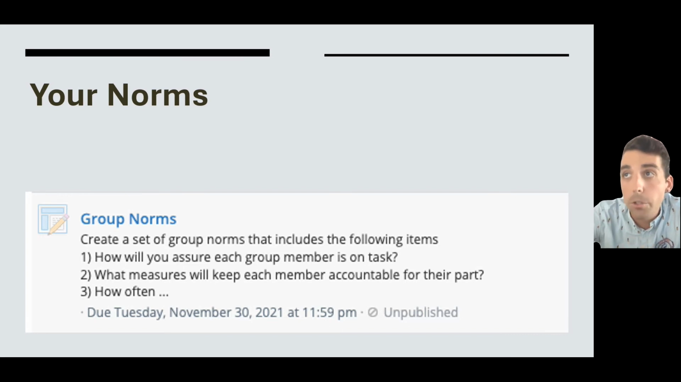2, what measures will keep each member accountable for their part? So do you have weekly check-ins that you need to accomplish in order to make sure everyone's done their part? Are you going to have some sort of email that you guys send every day? Whatever that is for you to make sure everyone's accountable.